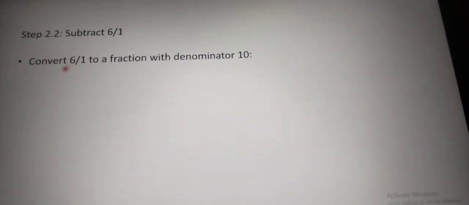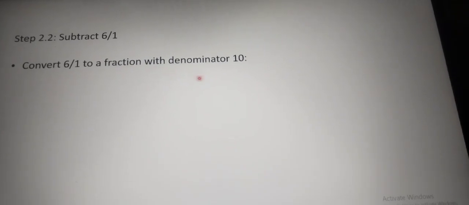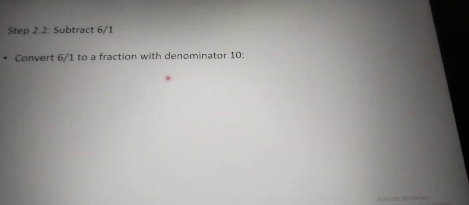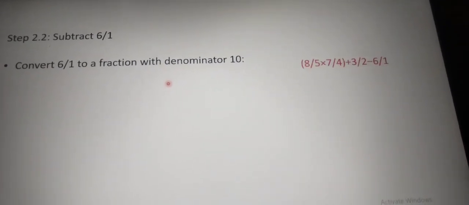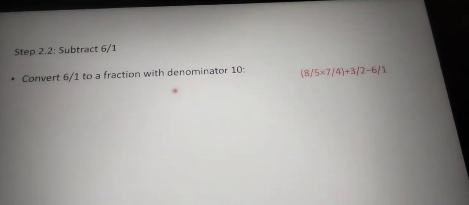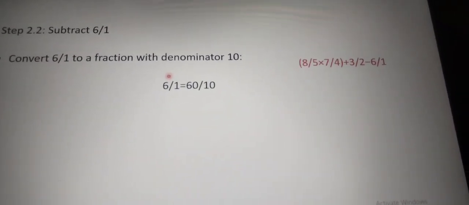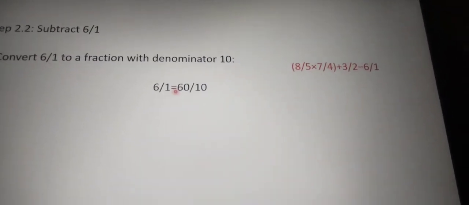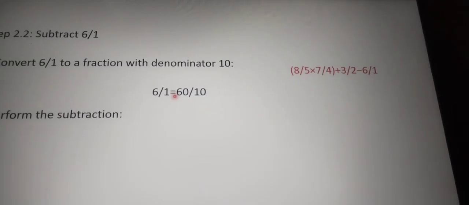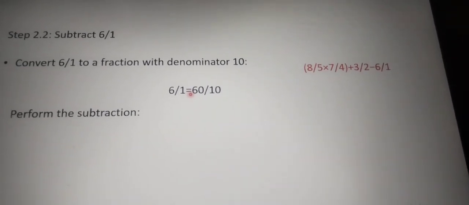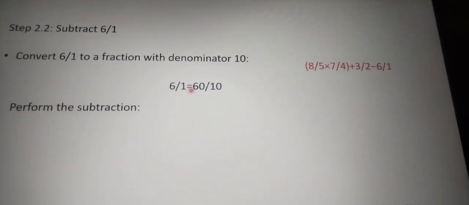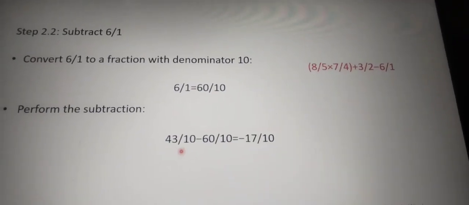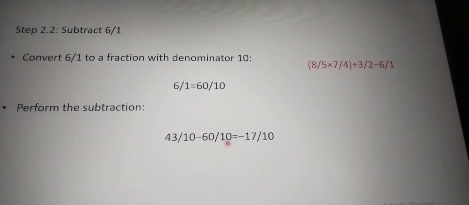Now we convert 6 over 1 to a fraction with denominator 10, because to subtract we have to have the same denominators. To convert it, we multiply it by 10 over 10, because 10 divided by 1 gives us 10. Now when we do that, we get 60 over 10, so we perform the subtraction because we have the same denominators. It would be 43 over 10 minus 60 over 10.